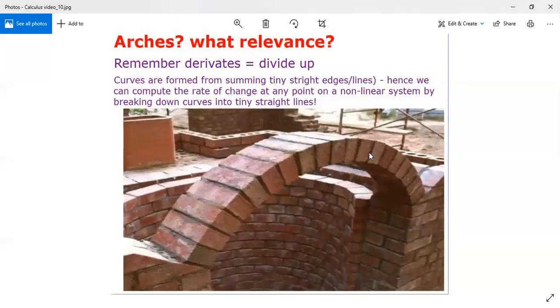If we use the analogy of an archway, what our eye tends to see is a smooth arch, a smooth curve. If you look closer, it's made up of bricks. These bricks do not have curved lines on them. They've got straight edges. You can see that this curve is made up of a series of straight lines. So the way we analyze rates of change on a curve is we break the curve down into a sequence of small straight lines and compute the rate of change for a tiny straight line by taking delta y divided by delta x.